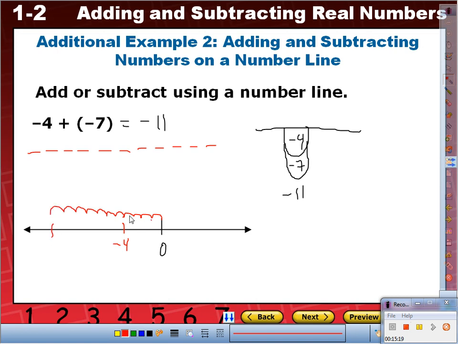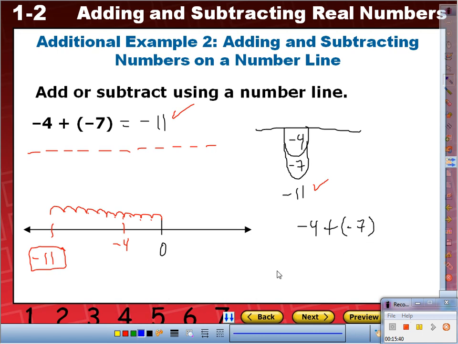Let's see where we land. 1, 2, 3, 4, 5, 6, 7, 8, 9, 10, 11 negatives. Did we get the same as this and the same as this? Yes. So far, so good? Yes. All right. And the last method, using the absolute value, negative 4 plus negative 7.